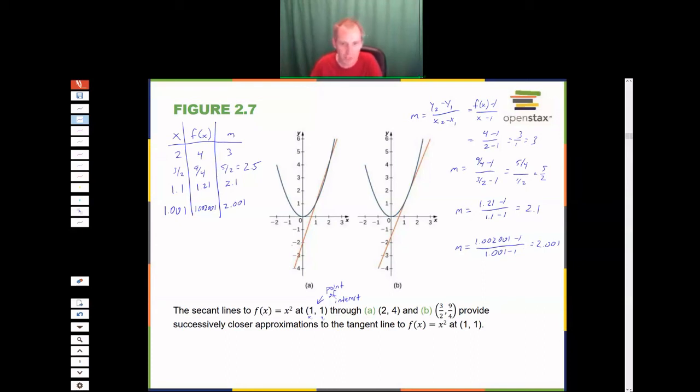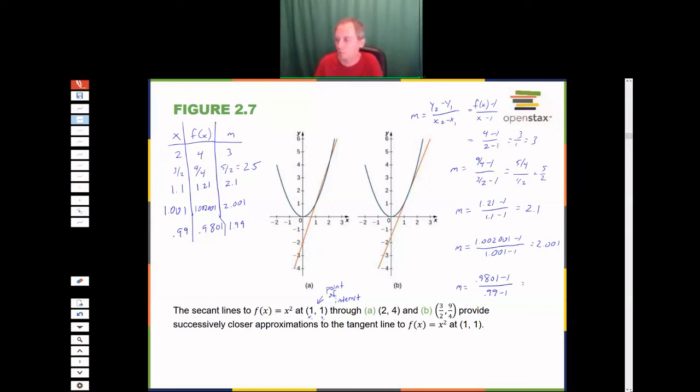What if I come from the other side? What if instead of looking at secant lines where the second point is to the right, it's from the left? What if I look at something close to 1 but smaller than 1, say 0.99. If I take 0.99 and square it, I get 0.9801. And if I look at the slope for that, 0.9801 minus 1 over 0.99 minus 1, again I'll let my calculator do the work for me, and I get 1.99.